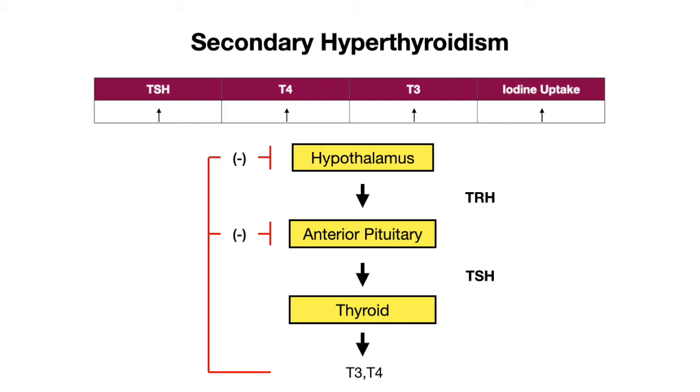So TSH is actually going to be increased here rather than decreased, as we saw in our last example. Now for our third example, let's change things up a little bit and talk about exogenous T4 intake. So this is where a person is taking excess thyroid hormone through pills or supplements or whatever they may be. So this is an instance in which you have excess thyroid hormone, but it's not being produced by the thyroid gland itself.